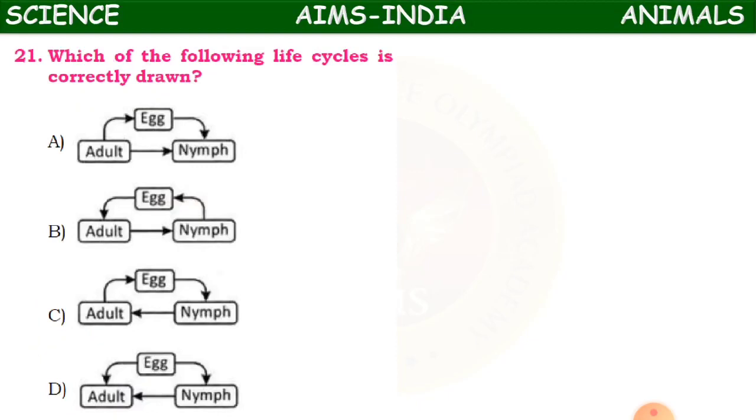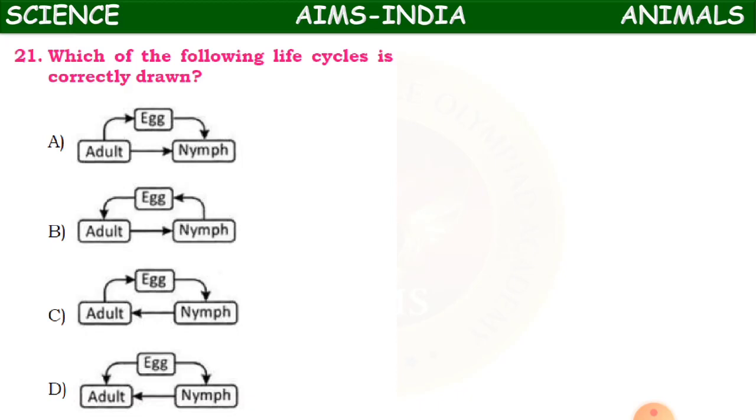Clear, children? Okay, now we'll go with the 21st and the last question of today. Which of the following life cycles is correctly drawn? See, children, here you can see the life cycles of 3 stages. This is actually the cockroach life cycle. Adult, egg, nymph, all this. The young cockroach is called a nymph. So we have to identify the life cycle which is drawn correctly.